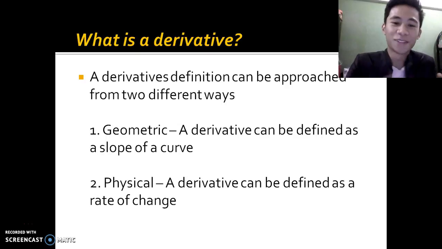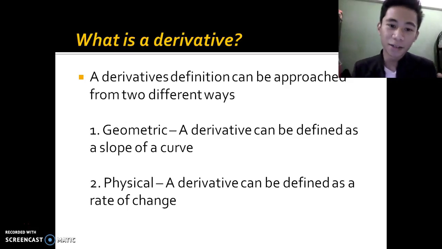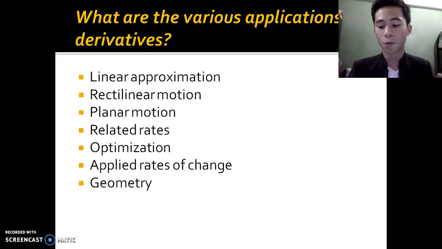So, first of all, what is a derivative? As you can read in this slide, a derivative's definition can be approached from two different ways. It can be approached in a geometric way and in a physical way. A bit of background in the history of derivatives: actually, up to this day, there's really a huge debate going on about what should be the approach to the definition of derivatives. So, what are the various applications of derivatives?